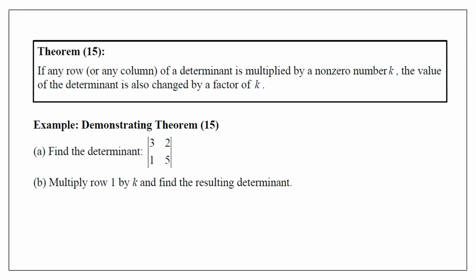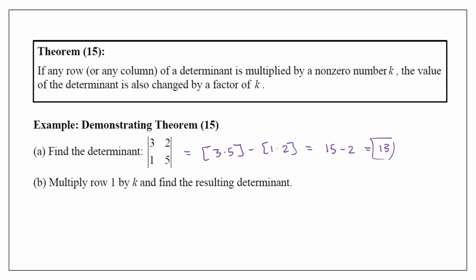All right, our next property. If any row or any column of a determinant is multiplied by a non-zero number k, the value of the determinant is also changed by a factor of k. So let's find a determinant, and then we'll multiply a row by k to find the result. So here we have our determinant 3, 2, 1, 5. So this would be 3 times 5 minus 1 times 2, which equals 15 minus 2, which equals 13.